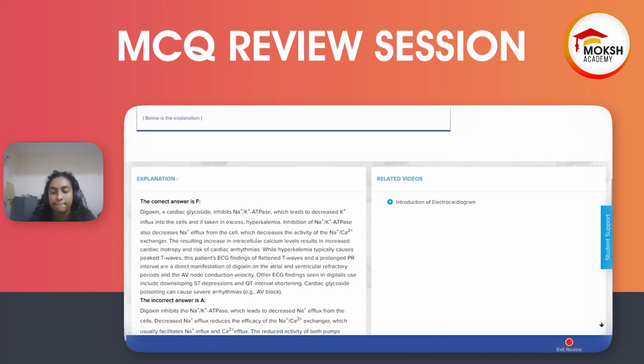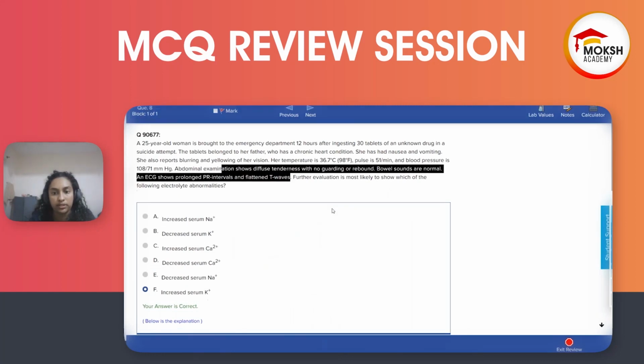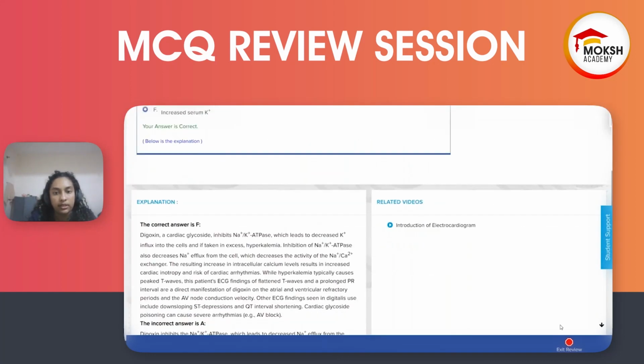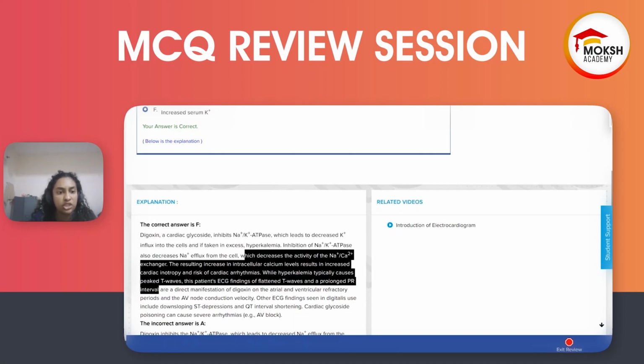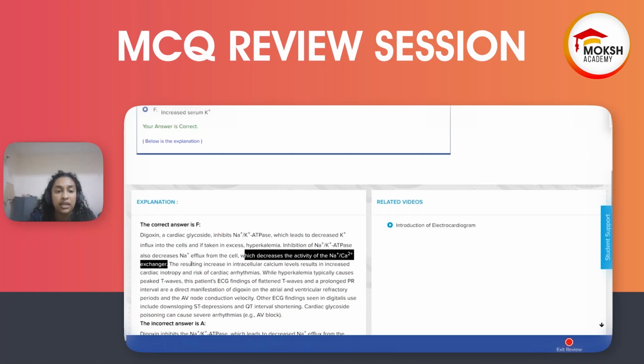Okay. Your thinking is right, but this is what you want to learn in digoxin toxicity. This I've explained: decreased potassium influx into the cells, and if taken in excess, hyperkalemia will be there. Inhibition of sodium potassium ATPase also decreases sodium efflux from the cell, which decreases the activity of the exchanger. This results in an increase in intracellular calcium levels, increasing the cardiac inotropic effect, right?